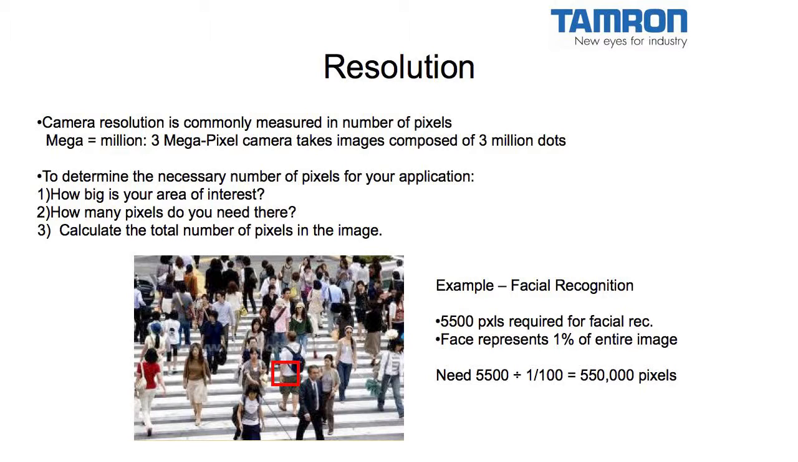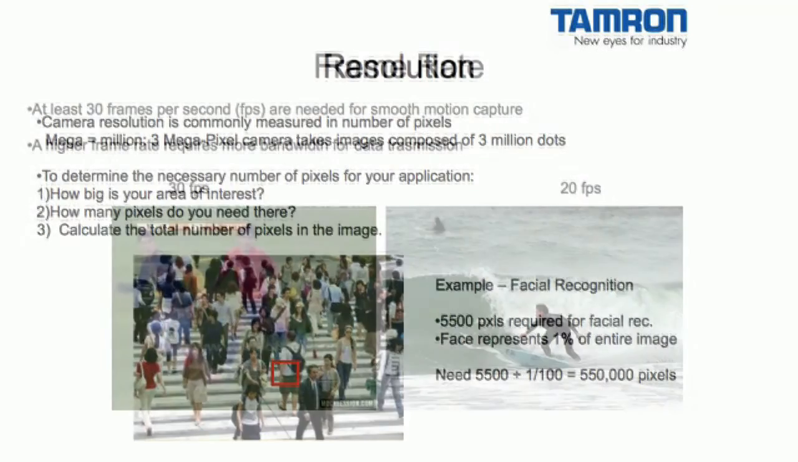In order to determine the number of pixels you will need for your application, you will need to know how big your area of interest is and how many pixels you will need to represent that area. To calculate the number of pixels you will need, divide the number of pixels you need in your area of interest by the fraction of the entire image that area represents.